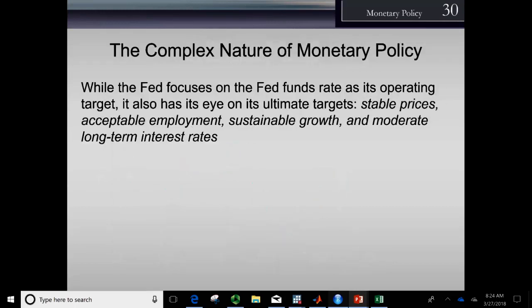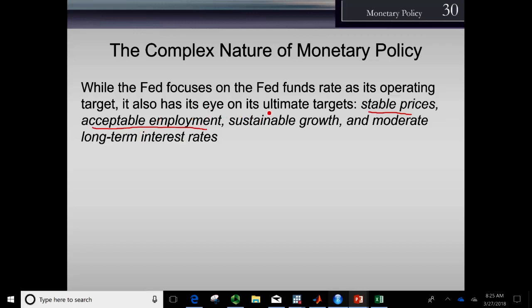So I've already alluded to this, but basically monetary policy is complex. I mean, think about all the different things that have to happen for monetary policy to work and be effective. And I think monetary policy is effective, but it's not an exact science, let me put it that way. So here's what has to happen. Basically, remember that the Fed is responsible for stabilizing prices and finding an acceptable unemployment rate or acceptable employment.